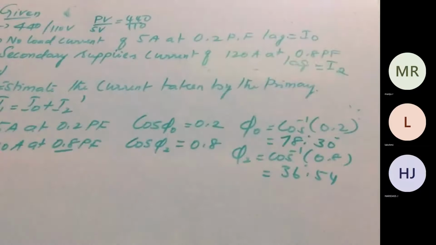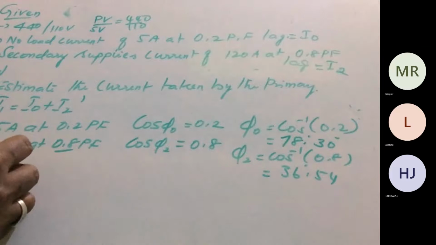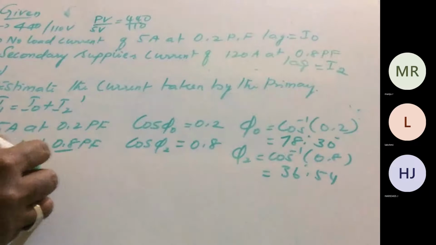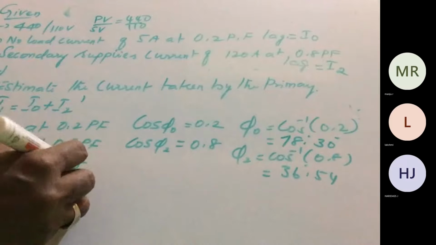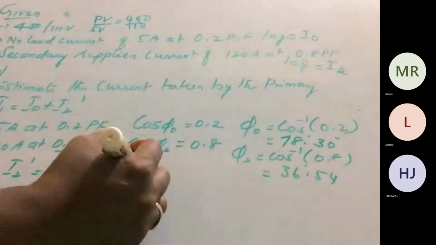Right? Now why do we need to find phi naught from cos phi naught? Because now we need the primary current I1. By the parallelogram method, I1 is equal to the square root of I0 square plus I2 dash square plus 2 into I0 into I2 dash cosine of the angle between I0 and I2 dash. Now I2 is given, so we can calculate I2 dash. So I2 dash is equal to K into I2. Now what is the K value?